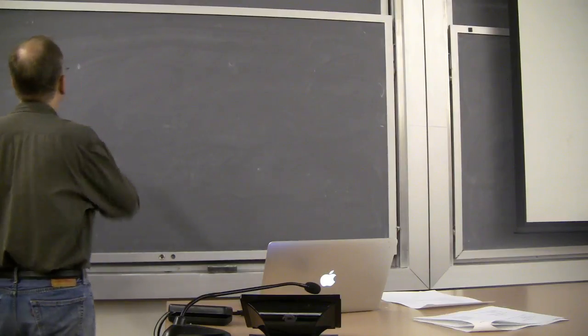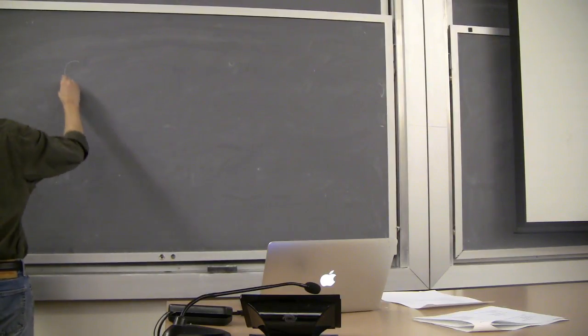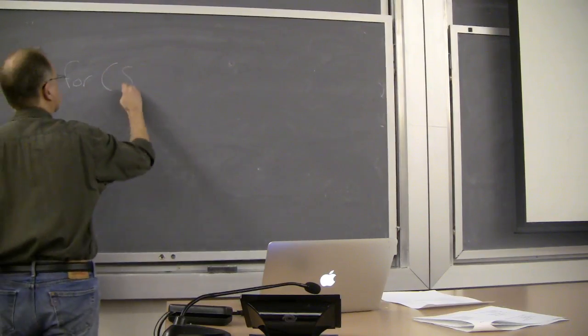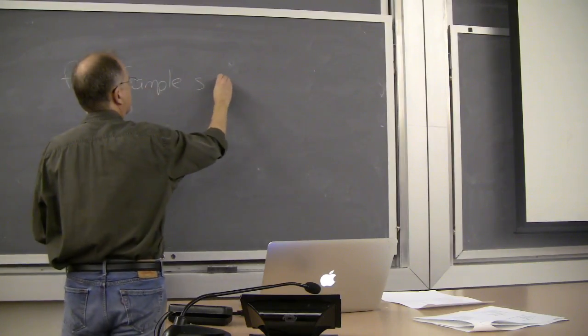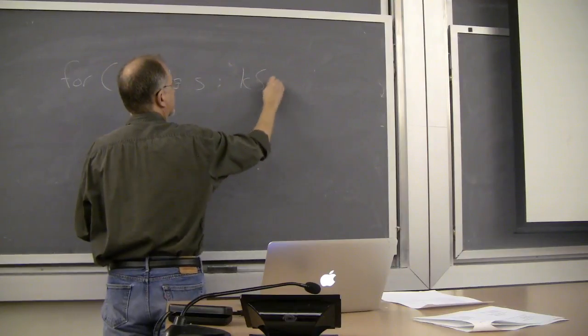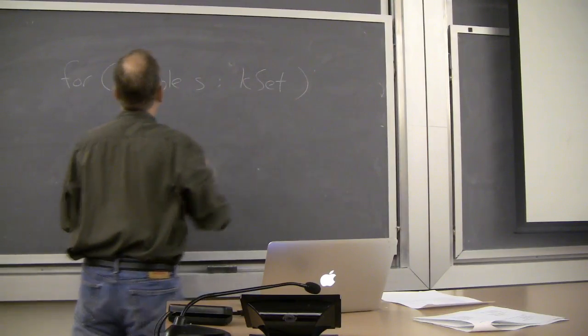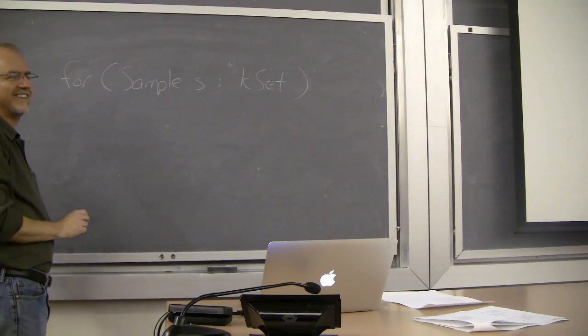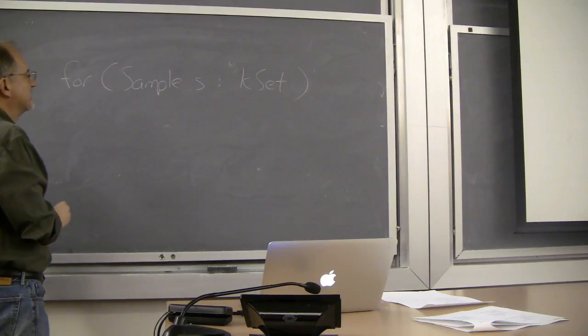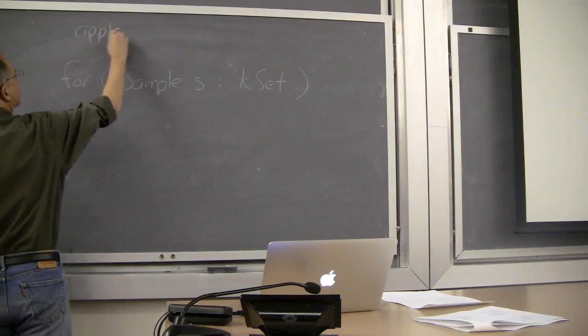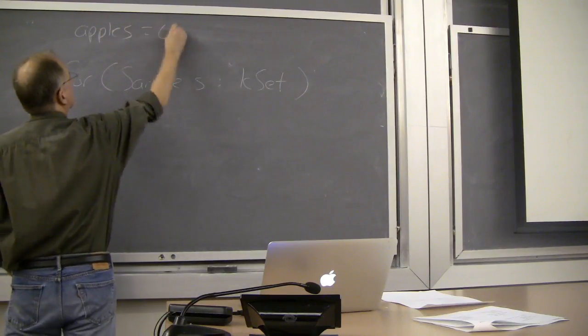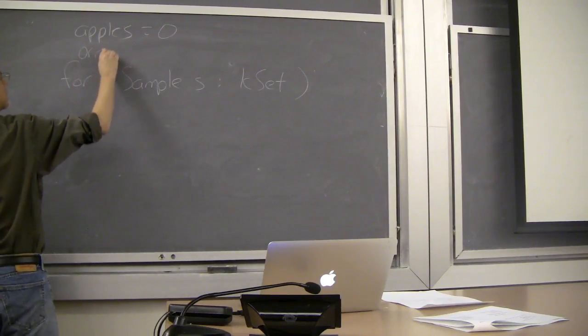Move through each instance and have a variable for apple and orange, and each time it pairs, we increment that one counter, whichever has the most. Sample S in the K-set. And what do you want to have happen? You initialize an int, an apple count and an orange count. Apples, I'll just say. Oranges.